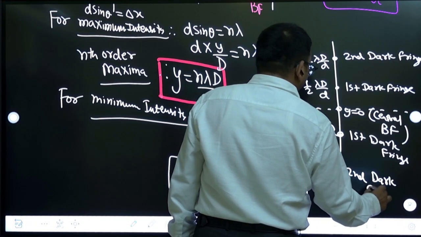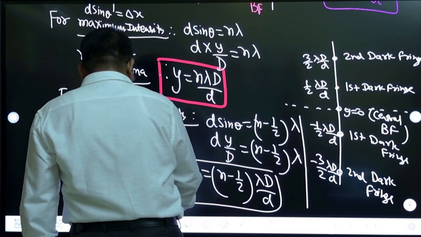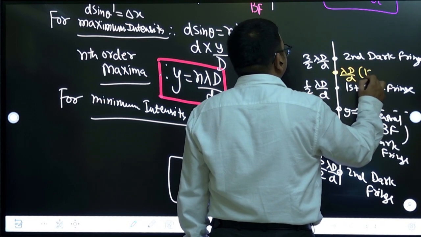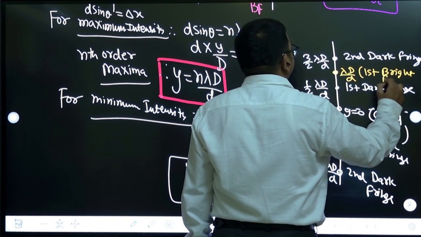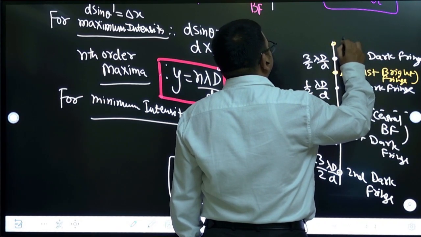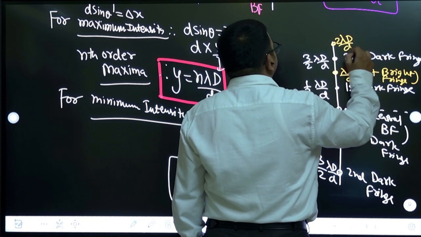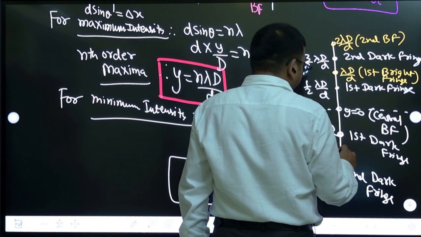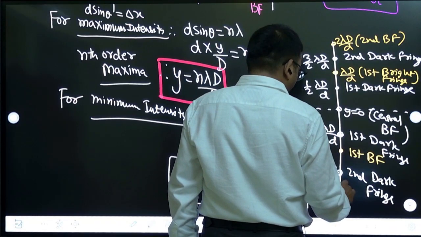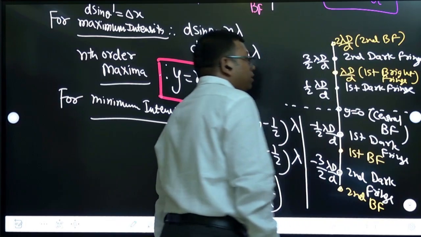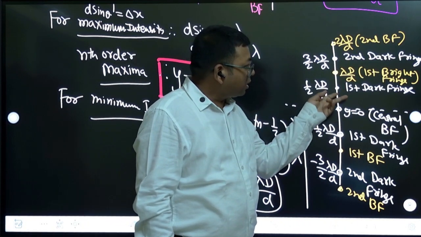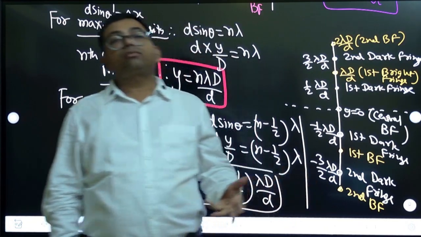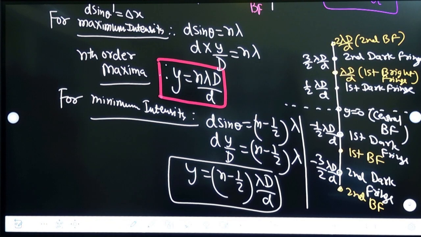But remember, in between dark fringes we have bright fringes. So at this point, lambda D by d, this distance is the first bright fringe. And similarly next, 2 lambda D by d, is the second bright fringe. Similarly below also, first bright fringe, second bright fringe. So the central maxima is there, then first dark, then first bright, then second dark, then second bright, like that. Similarly above, similarly below, the same kind of pattern will be formed. Clear?